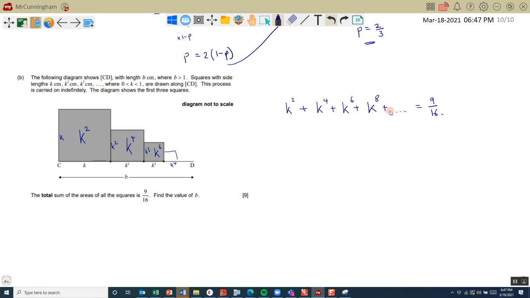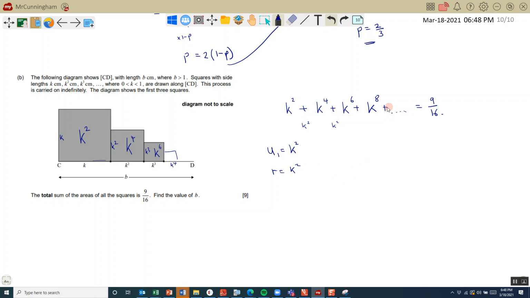Now this is again another geometric sequence. I can see that my first term is equal to k squared. What do I multiply k squared by to get k to the 4? I multiply it by k squared. What do I multiply k to the 4 by to get k to the 6? I multiply it by k squared. So my ratio is k squared.